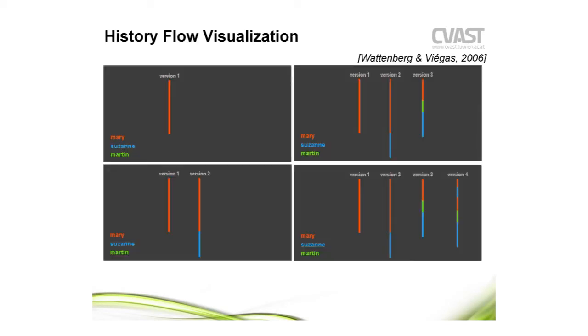The history flow is a tool developed by Wattenberg and Fernanda Viegas, who were analyzing web pages, and they were particularly interested in how the content and the editing of web pages was changing. What they did is trace, at each time step, how much text was changed. At version 1, Mary added something. At version 2, Susan added something too. At version 3, Martin deleted something from Mary and added some text. And then in the next version, Mary goes on, deleting something and adding something again.